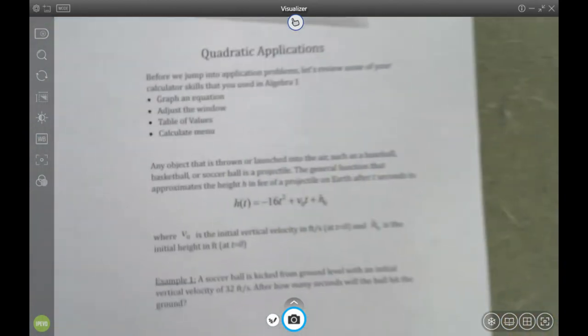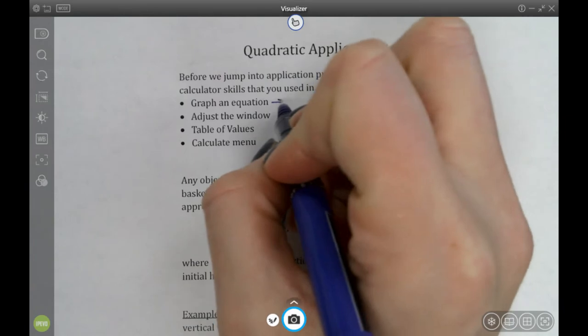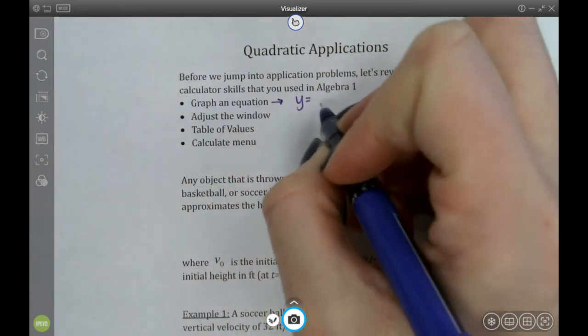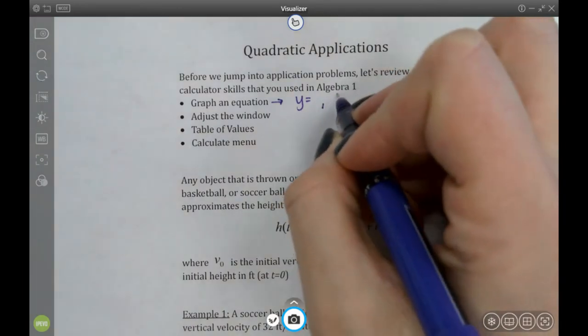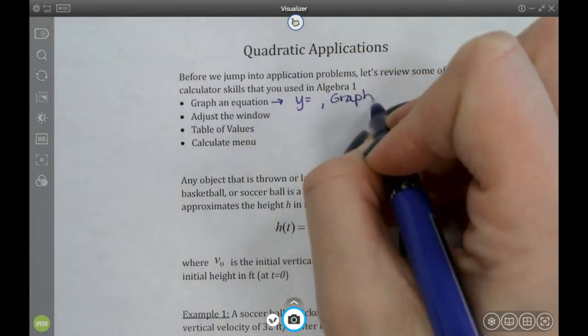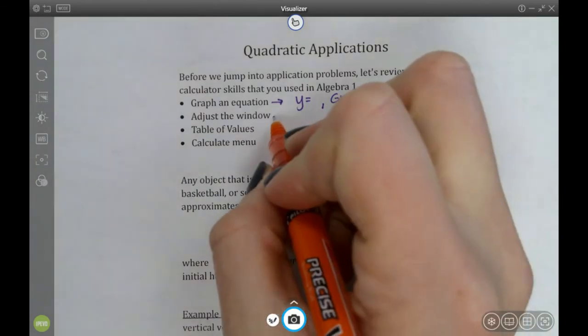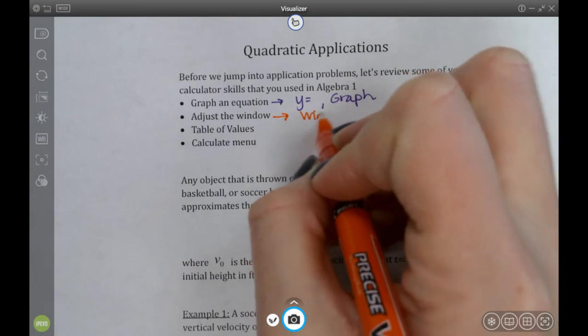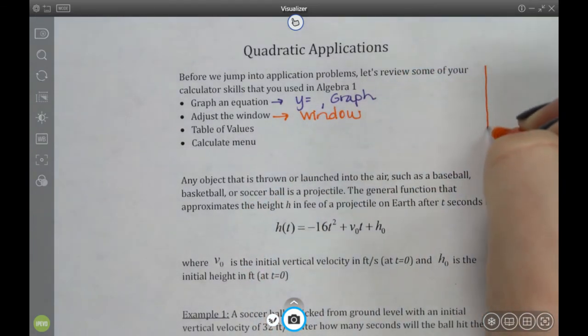So really quick, I would write yourself some notes on here because we're going to use this often. So to graph an equation, you do y equals, and then hit the graph button. To adjust the window, you're going to hit the window button.